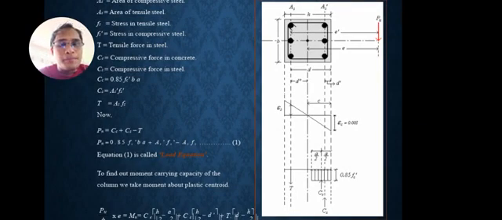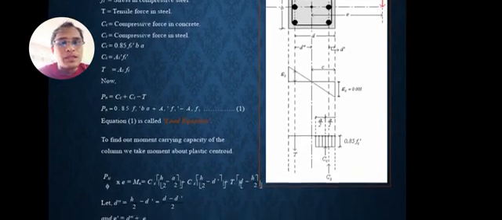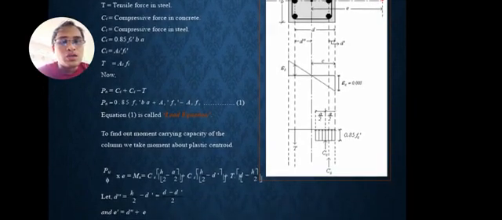Now, P_n is equal to C_c plus C_s minus T. So, P_n is equal to 0.85 f_c' b a plus A_s' f_s' minus A_s f_s, and so on and so forth. This equation is called the load equation.